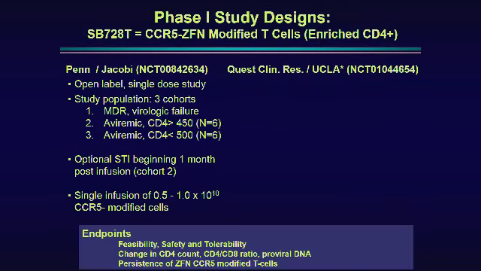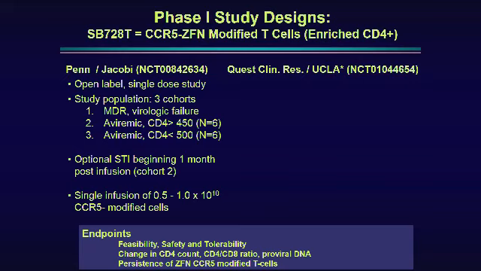So here's the design. There were 3 cohorts, a multi-drug resistant cohort, virologic failures. It's actually very difficult to find these patients these days with the antiretroviral drugs available. The other 2 cohorts were immunologic responders to antiretroviral therapy with higher CD4 counts, and failures to antiretroviral therapy with lower CD4 counts. Now, there was an optional structured treatment interruption beginning 1 month post-infusion, and I want to spend a moment explaining why we do a drug treatment interruption.